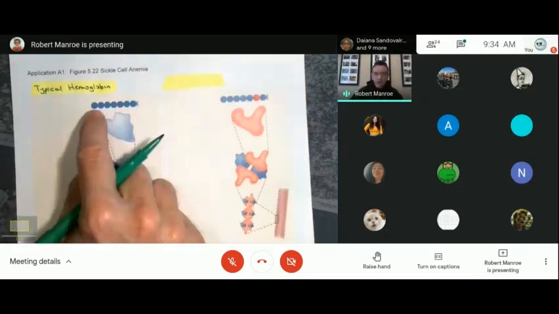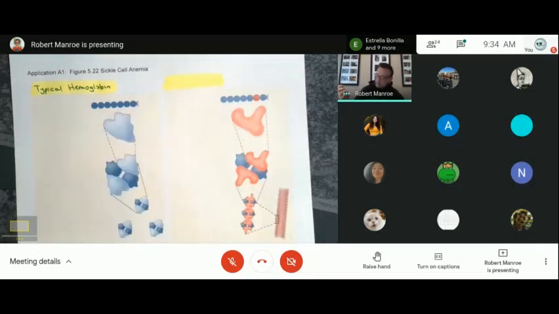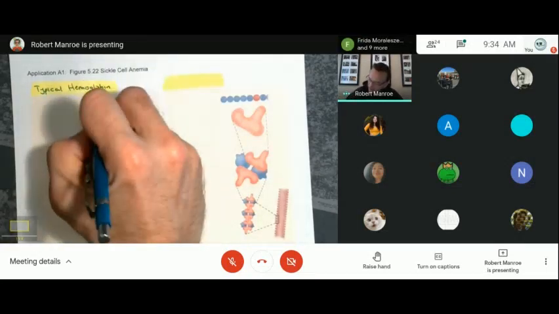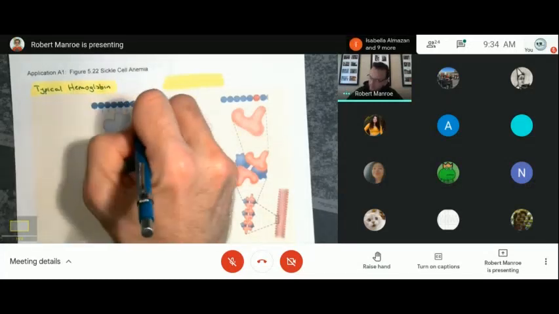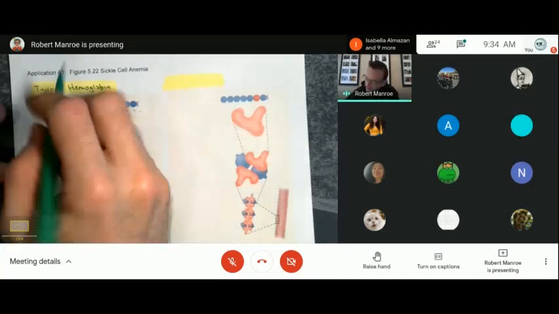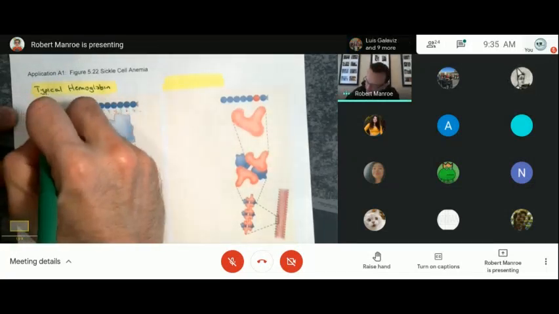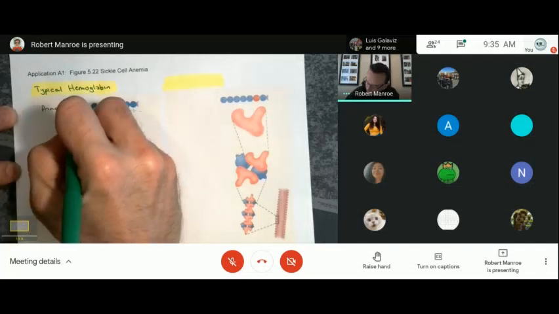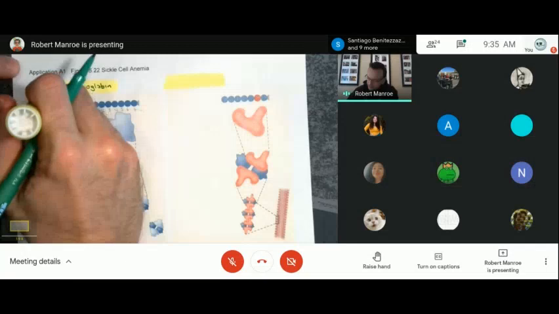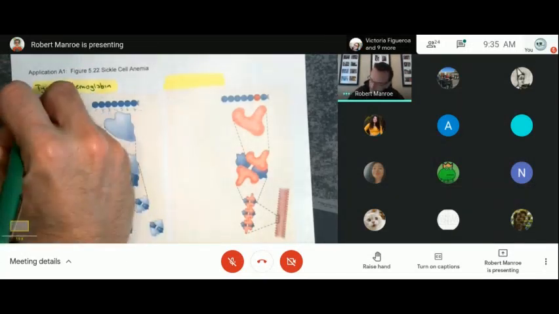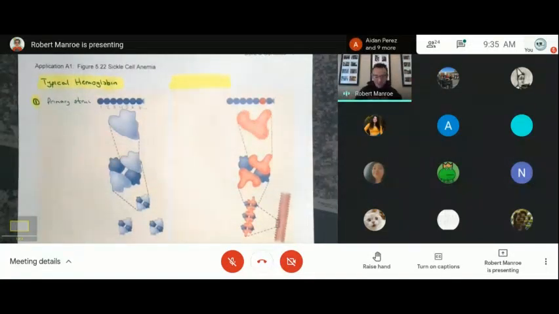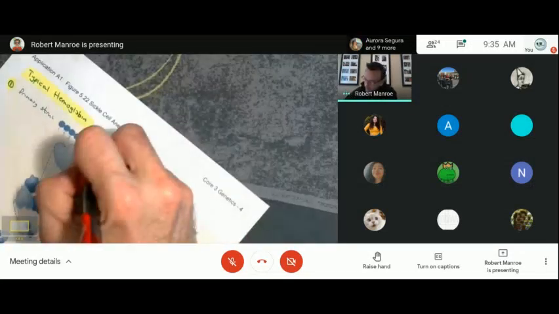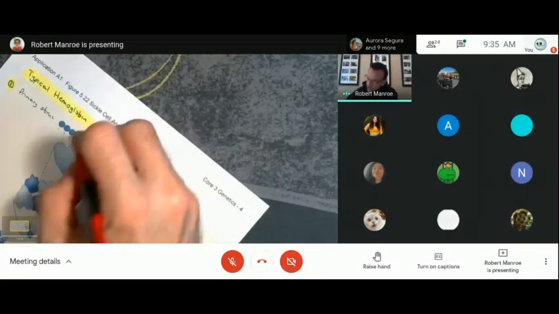Okay, so the order of the amino acids here. What do we call this structure when it's just the order of the amino acids? A protein. Right, that's a primary protein. So this is your primary structure. Okay, now when this protein is first formed, amino acid number 6 is really important.